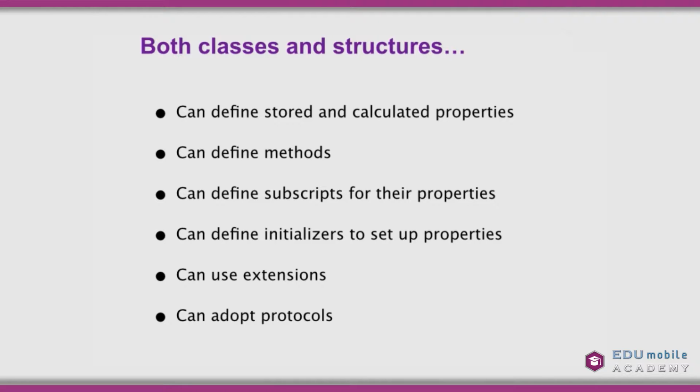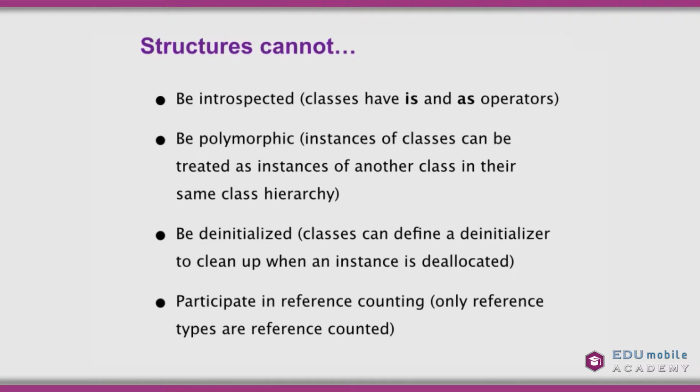Both classes and structures can use something called an extension to extend their functionality, and both can adopt protocols also, to adopt certain behavior from other things. So what do they not have in common? Well, when we talk about what they do not have in common, what we're really talking about is what happens because structures are value types and classes are reference types.